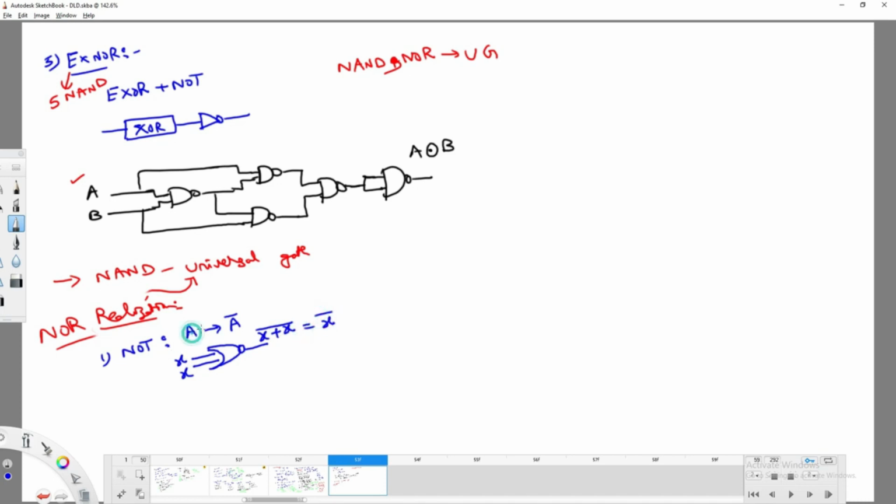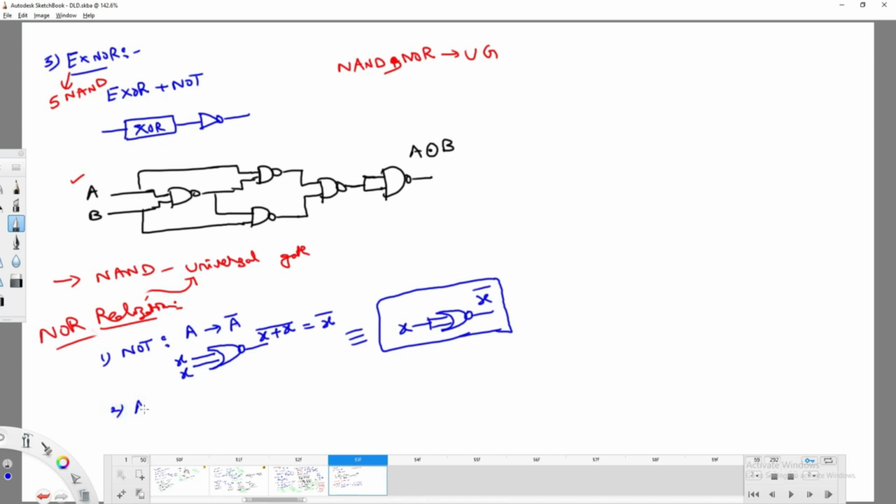So are you going to get that? If you give A as input, you get A complement. If you have X as input, you get X complement, which is equivalent to X complement. So the NOT gate I can represent either in the form of a NOR gate or in the form of a NAND gate, right? That's why I'm calling them universal gates.